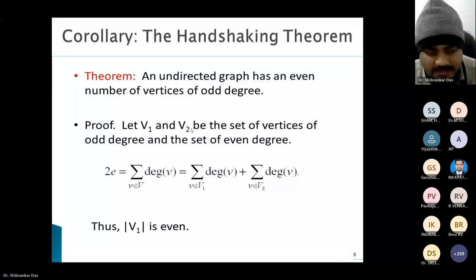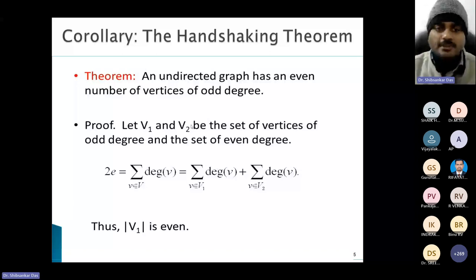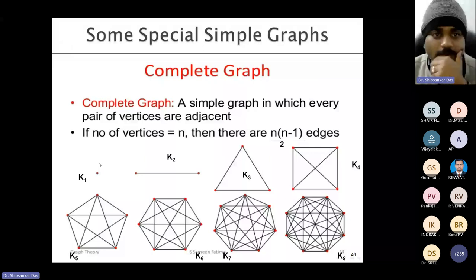It's very easy. There are some special simple graphs. It's called a complete graph. A complete graph with n vertices is denoted by Kn. This is K1. A complete graph is a simple graph in which every pair of vertices is adjacent. For two vertices, the complete graph is this one. For three vertices, this one. Four vertices, five vertices, six, and so on. The number of edges is n into n minus 1 by 2, which can easily be shown by basic combinatorics.